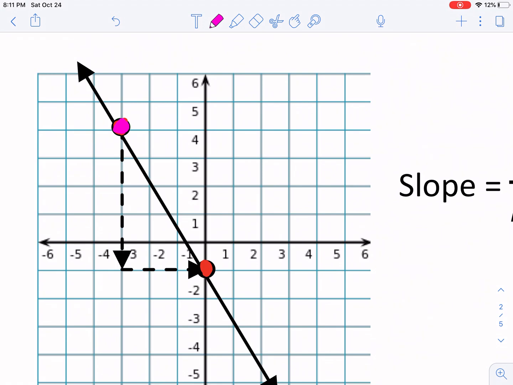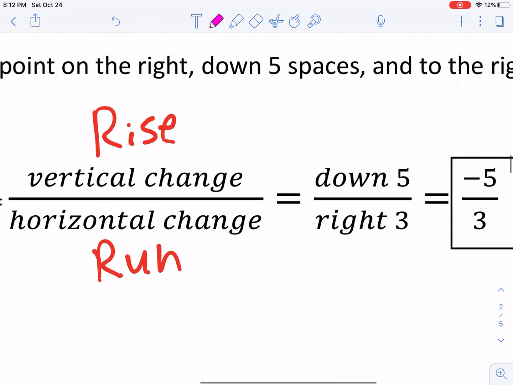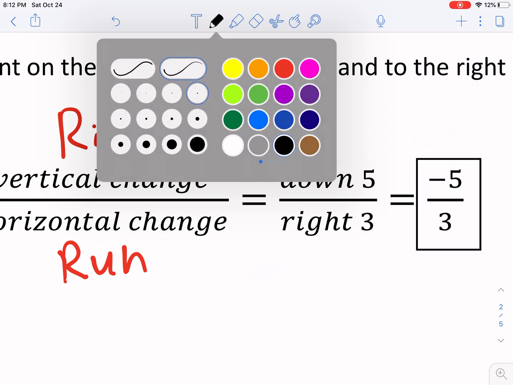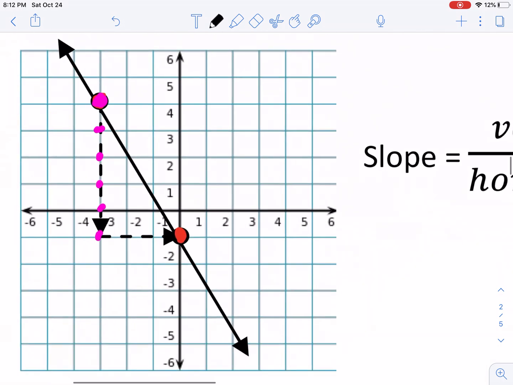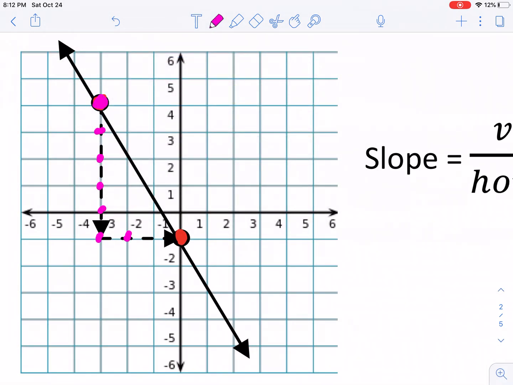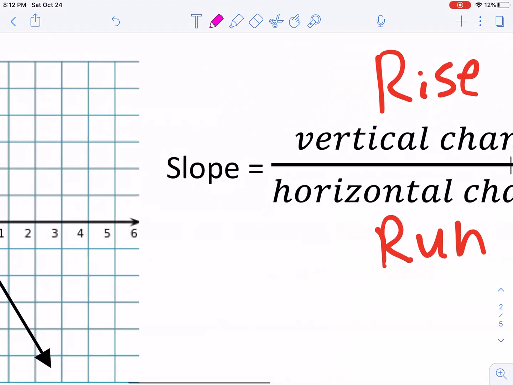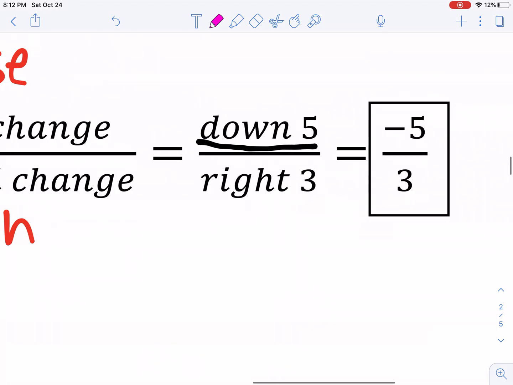If I'm starting over here, in this case, to get to this point over here, I actually have to go down. So instead of going up, I have to go down. So I'm going down 1, 2, 3, 4, 5 units. So I have to go down 5 units. So my vertical change or my rise is down 5. Then I also have to count how far over I go to the right, which would be 1, 2, 3. So my horizontal change would be right 3 units.